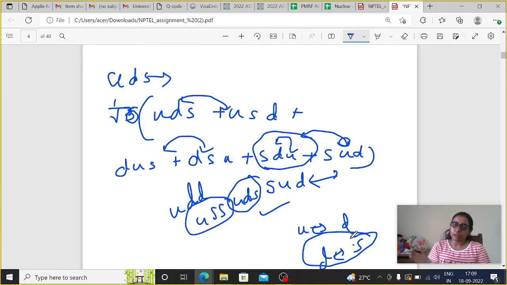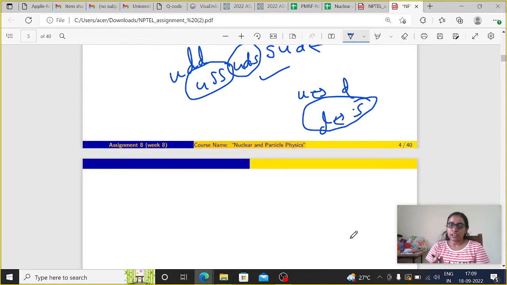Now I will talk about fully antisymmetric, and after that I will talk about mixed symmetric. So as a whole, do you understand? Fully symmetric means all the terms of that configuration will be invariant if I interchange U to D or D to A, something like that. Okay.